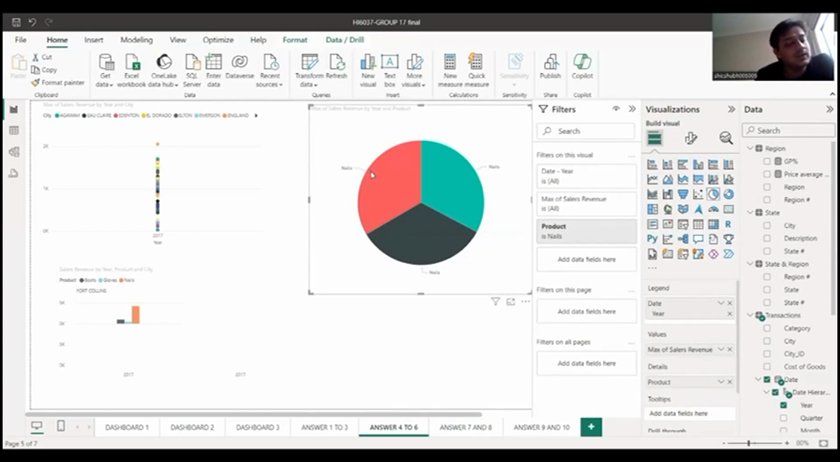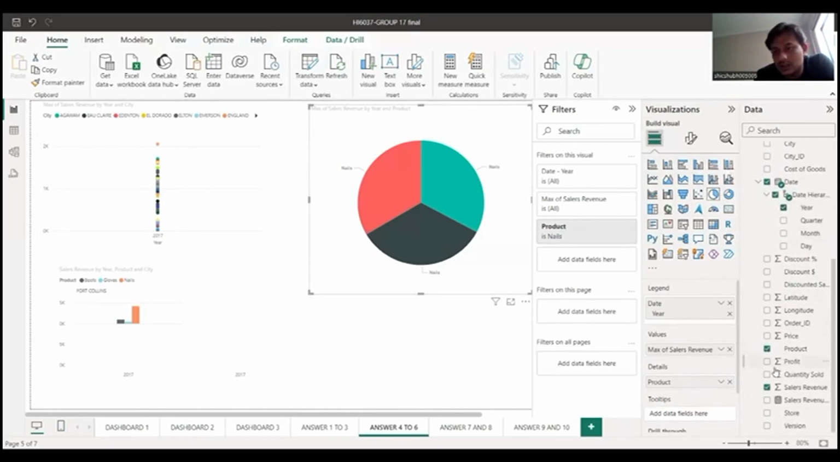Sixth question: for the product in question number 5, which year has the highest original sales price? For that, I use a pie chart. I choose year, product, and sales revenue. So in 2018, nail sales revenue is 2041.83. In 2016, nail sales revenue is 2001.36. In 2017, sales revenue is 2053.68, which is the highest sales revenue compared to 2016 and 2018.